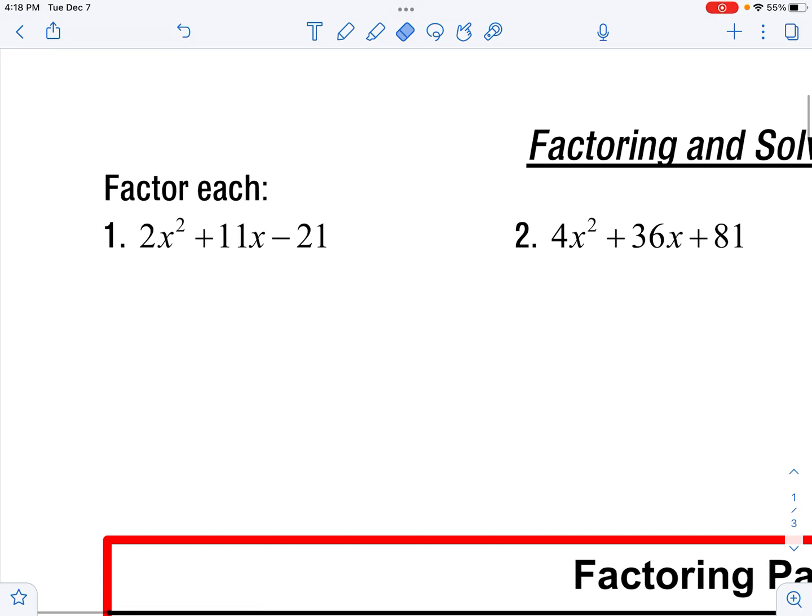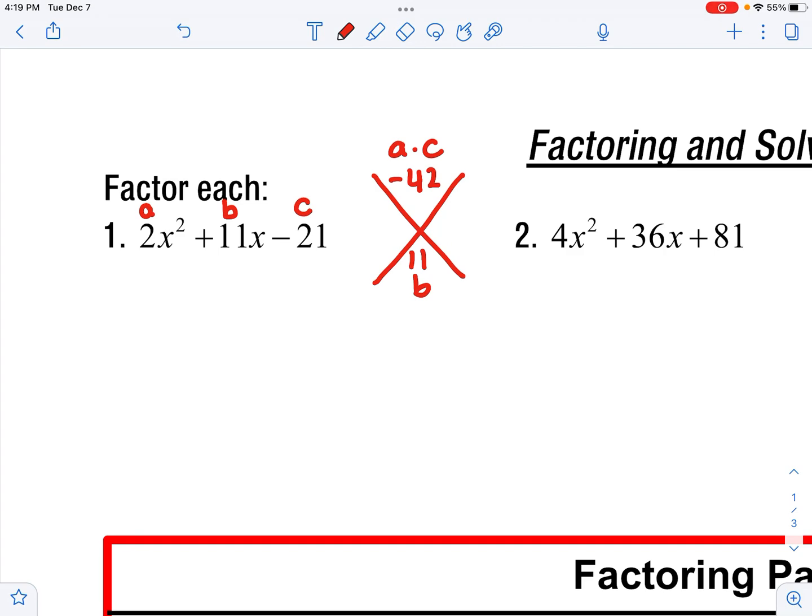Now if it's three terms, what we do is we use this organizational X to factor this. The first coefficient is A, the second coefficient is B, and the third coefficient is C. To organize this, we put A times C up here. So 2 times negative 21 is negative 42. And then the B value goes down here, which is 11. So we're looking for two numbers that when you multiply them, you get negative 42, and when you add them, you get positive 11.